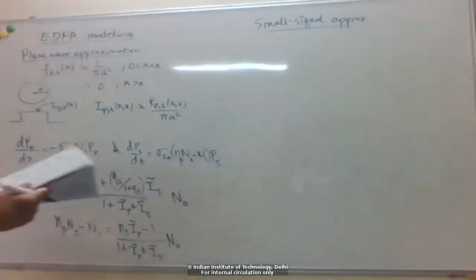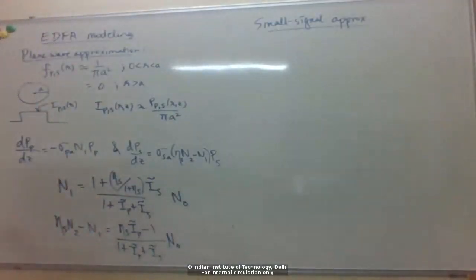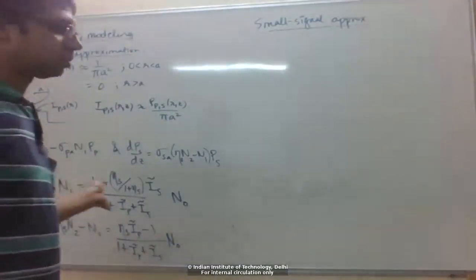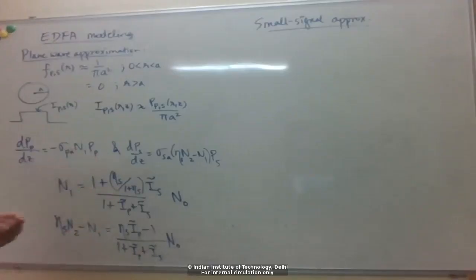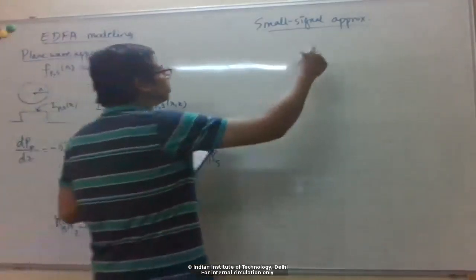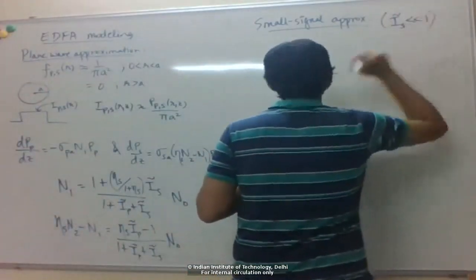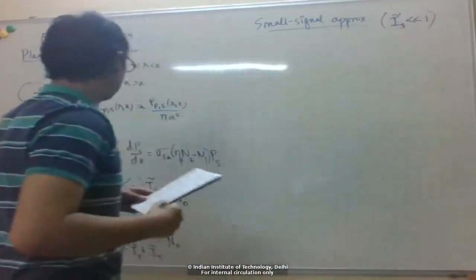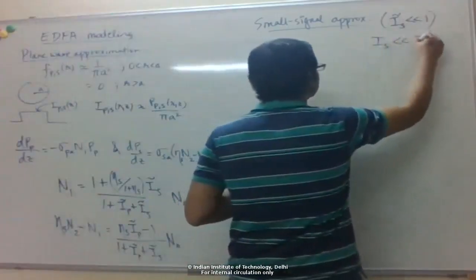As the name suggests. Recall we want to amplify the signal, right? So for example, you have some optical signal traveling in some fiber over long distances, and once it becomes very small in power, then you have to amplify it. So the signal powers will typically be very small, and pump powers will be high. So this approximation basically is that IS tilde is much less than 1. Recall this IS tilde was IS over IS naught.